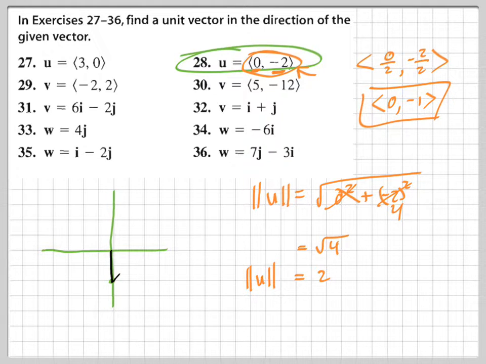If you're thinking about your unit circle, we'll draw a unit circle right here. You just need this vector right here, and that's kind of obvious. It's 0, negative 1, and that's what we got by doing all that other work. But doing all that other work on these other ones, it'll work.